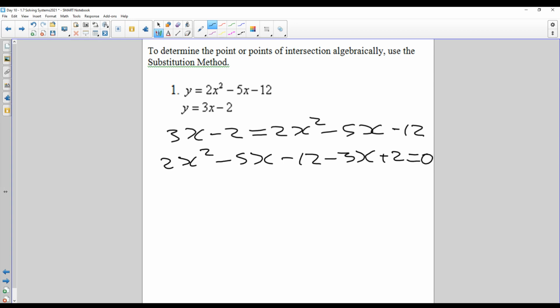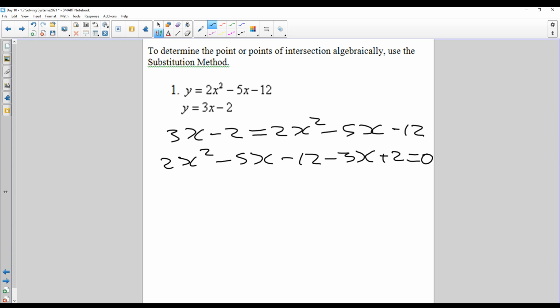Right? I kind of flipped it around. I put this on the left-hand side, just to make sure that everybody's clear on this. Then I took the 3x minus 2 and subtracted it. So minus 3x plus 2 equals 0.